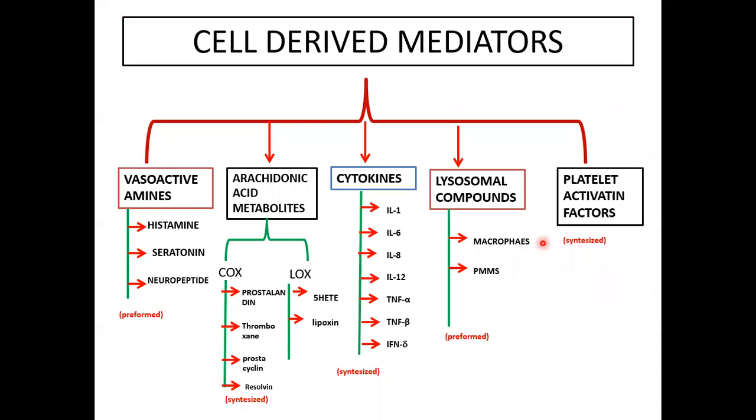Now, for the cell-derived chemical mediators, these mediators act on different steps of inflammation, whether vasodilation, more blood coming, or vascular permeability, endothelial cells. Your cell-derived mediators are grouped into five.